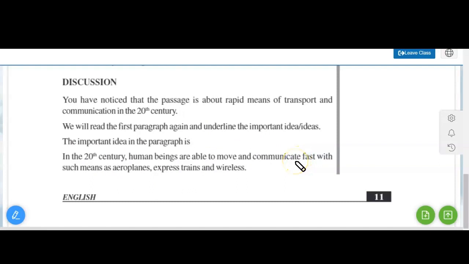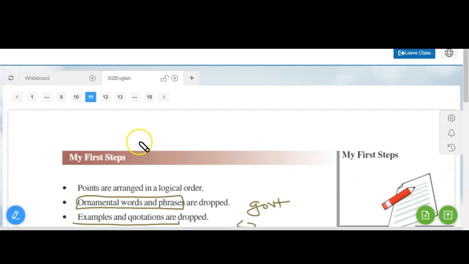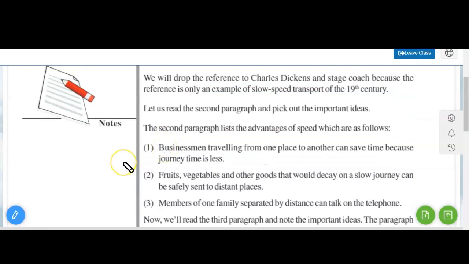with such means as aeroplane, express train, and wireless. So, this is the first thing. Okay. Next, we will drop the reference to Charles Dickens and stagecoach because the reference is only an example of slow speed transport of the 19th century. That reference need not be taken here. Let us read the second paragraph. We will pick out the important ideas.